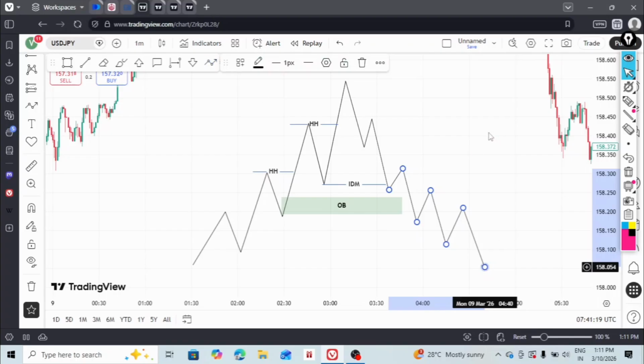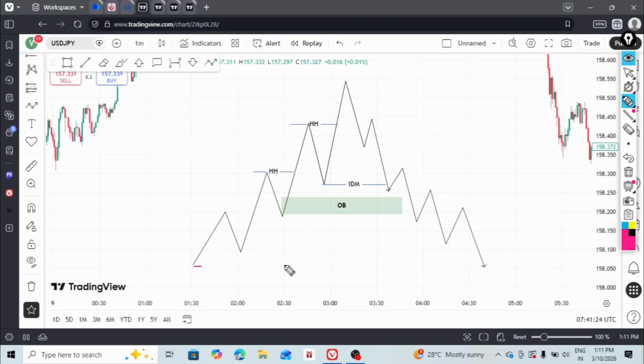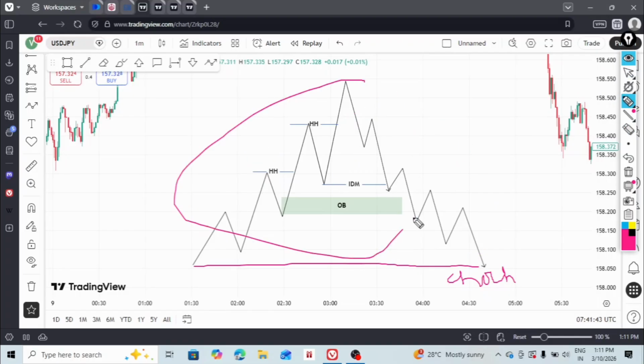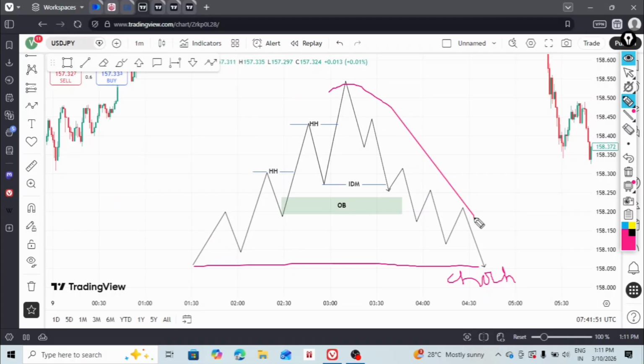Let's assume that this is our change of character. So technically the market is going in an uptrend, but if we look at this price, it is going in a downtrend. All this structure is technically in an uptrend, but if we look to the right side here, the market is practically going in a downtrend. So this is practically going in a downtrend, and this is technically going in an uptrend.